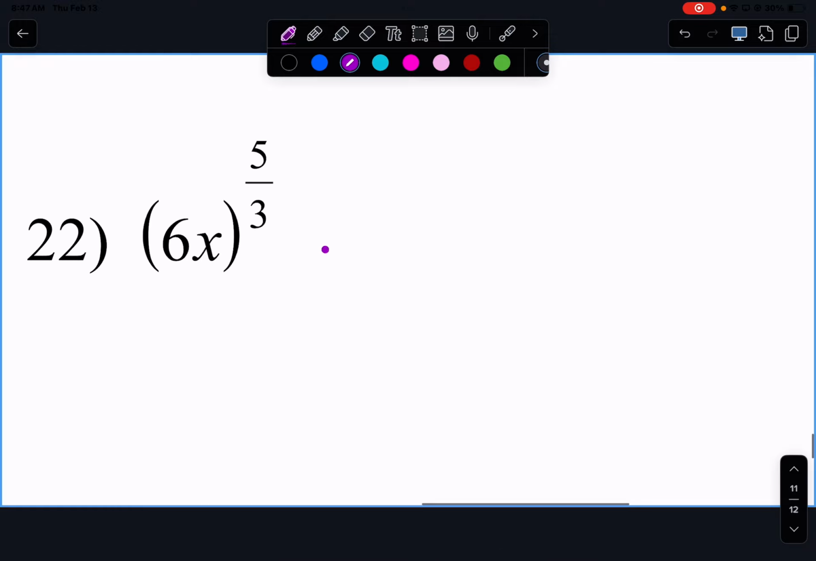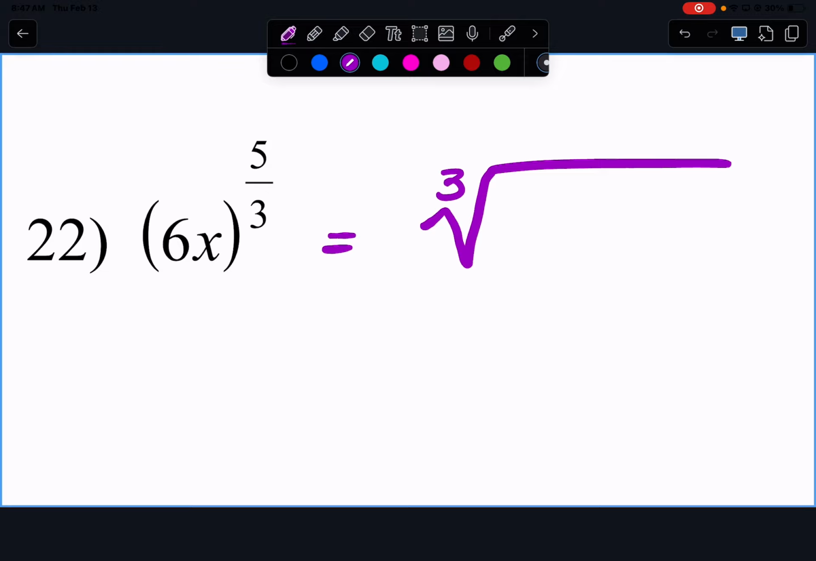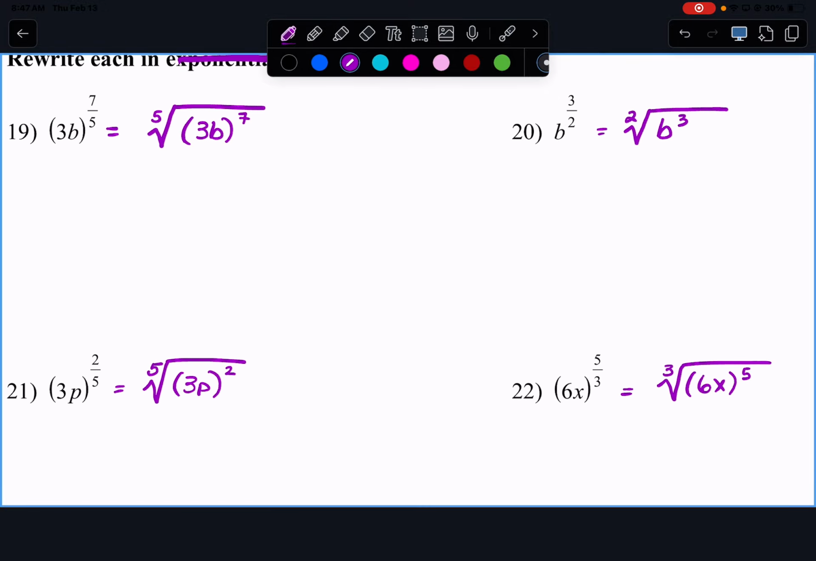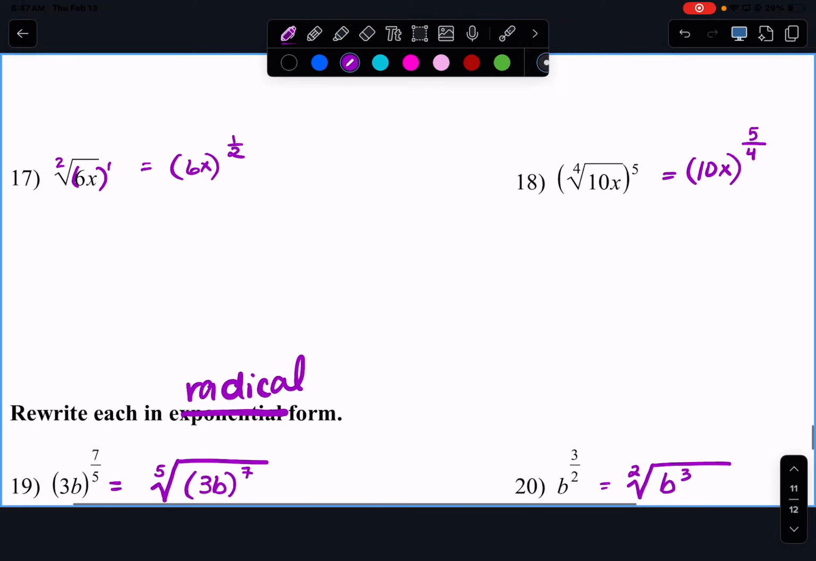All right, for 22, what's the root? And then it'll be 6x to the what power? So that is what we should get for those. Did I slow down on the last 2? Yeah, I think of the top one. You need it now? 4 of those ones that have the top one.